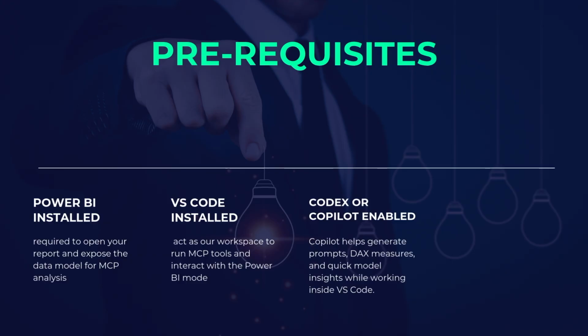Third, you'll need either GitHub Copilot or Codex enabled inside VS Code. This is our AI layer. Copilot is going to help us generate prompts, write DAX measures, and get quick insights about our model without us having to leave the editor.